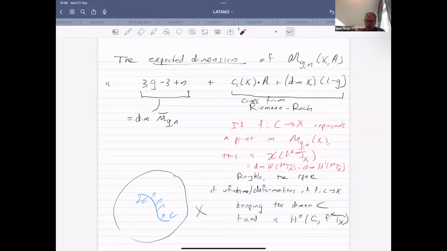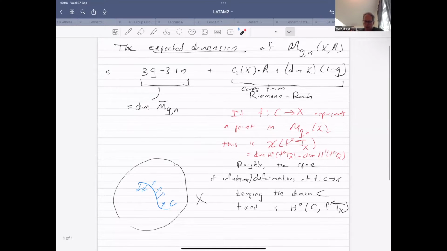So you should think of that as being more or less the dimension of the space of deformations of the map, keeping the domain fixed. And then this is the dimension of the space of possible domains. So all in all, this is the expected dimension. And if life is nice, this will be the dimension of your moduli space. But the fact is that chi might differ from H^0, so we might actually have some difference between the expected dimension and the genuine dimension.